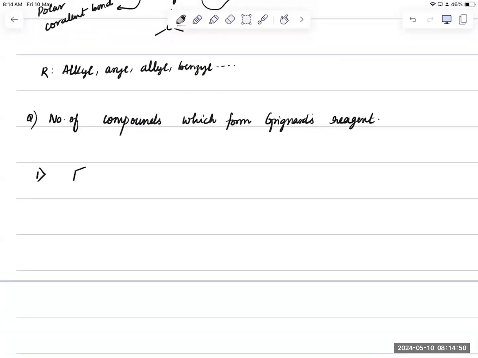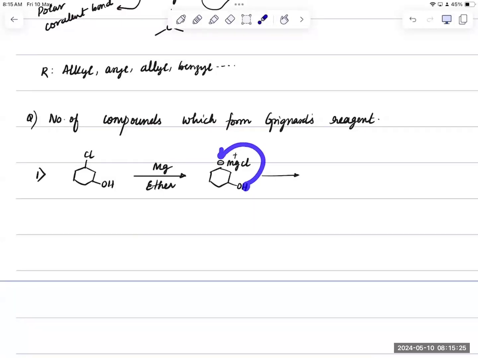First one: in case you have Cl and OH, and you treat this with magnesium and ether, the problem here is that first you will notice a formation of Grignard's reagent, that is R minus and MgCl plus and OH here. But immediately you will see that internally this H plus can be taken up here.